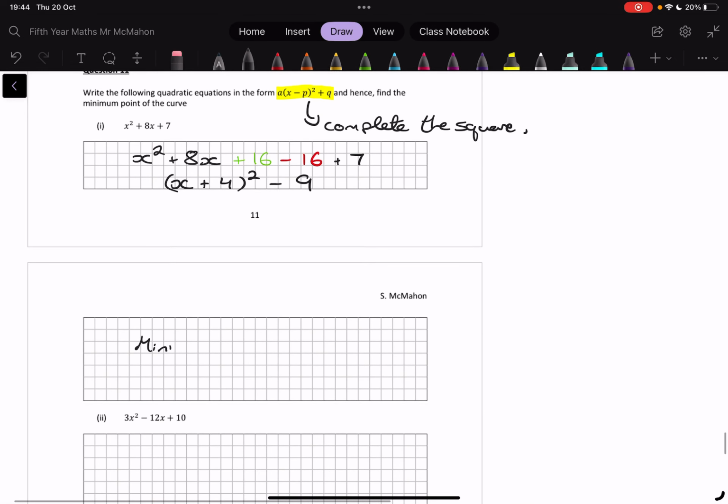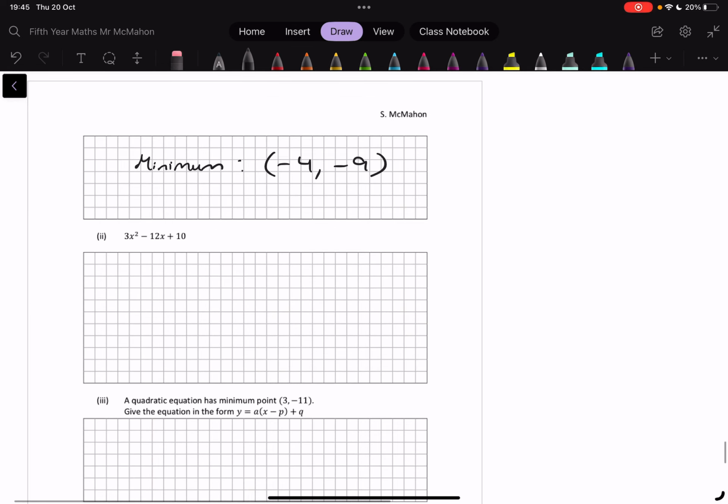Okay, minimum point of the curve. So our minimum point, we have to remember as well, is (p, q). So our minimum point is going to be (minus 4, minus 9). Okay, looking at the next one, we have to do something similar to what we did in the last type of question, which is first factor out that 3.